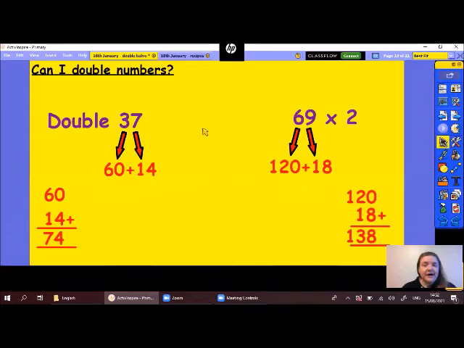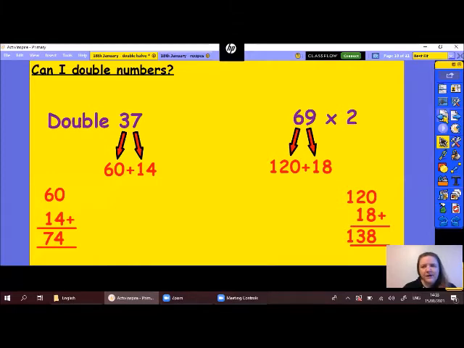With each of these, I've done the same thing. I've partitioned them in my head. So double 37, I know I've got 30 and I've got 7. So I've doubled 30, which was 60, and I've doubled 7, which is 14. And then I've used column addition at the bottom just to add them together. You can do it in your head though if you want to. On this side, I've doubled 60 and made it 120. And I've doubled 9 and made 18. And then used column addition again to make 138.